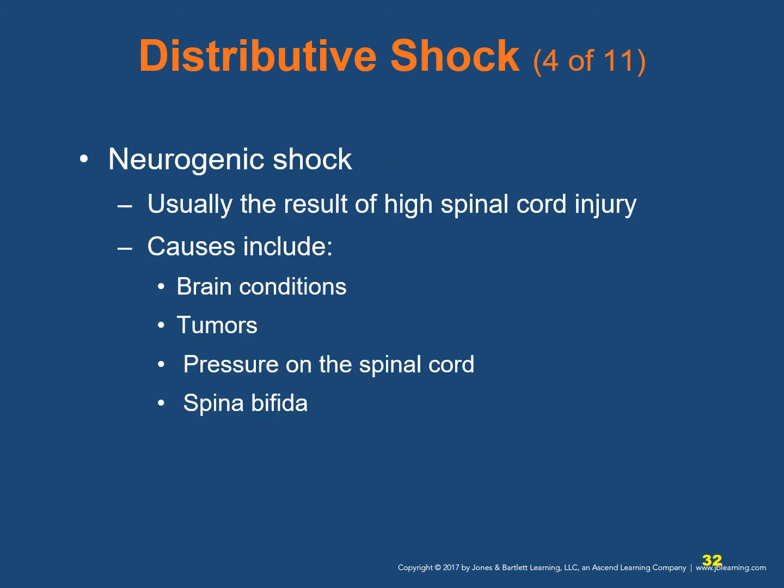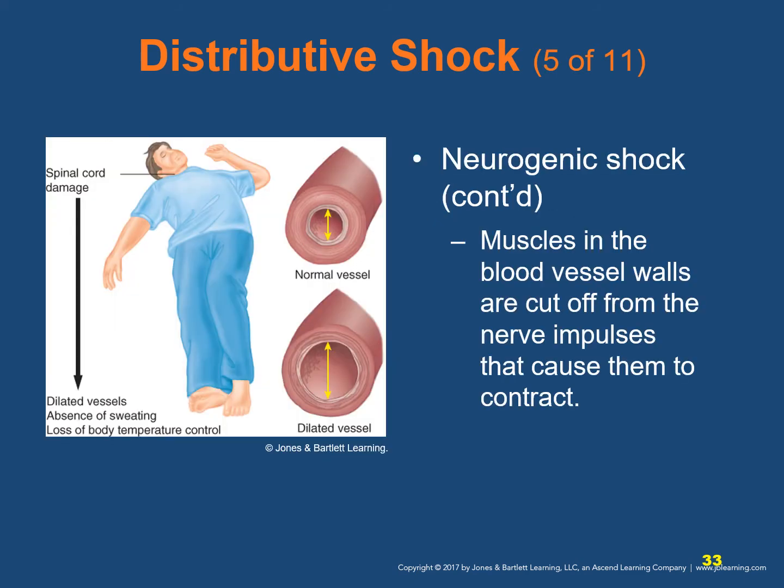Neurogenic shock is usually the result of high spinal cord injury. Causes include brain conditions, tumors, pressure on the spinal cord, and spina bifida. In neurogenic shock, the muscles in the walls of the blood vessels are cut off from the sympathetic nervous system and nerve impulses that cause them to contract.